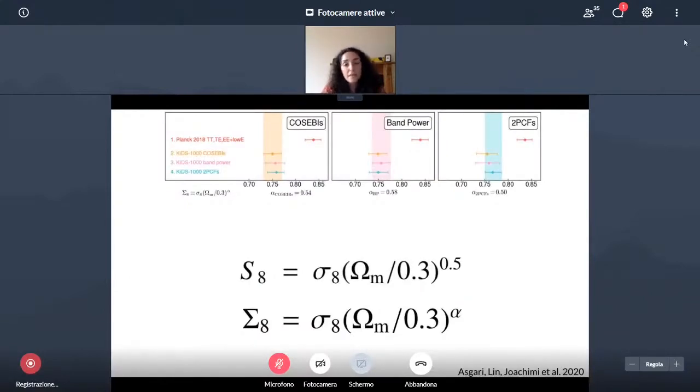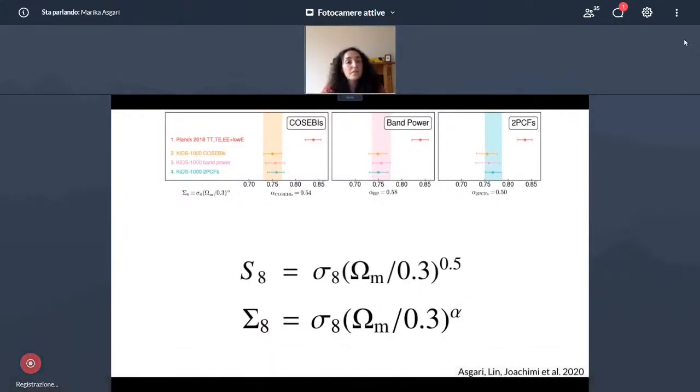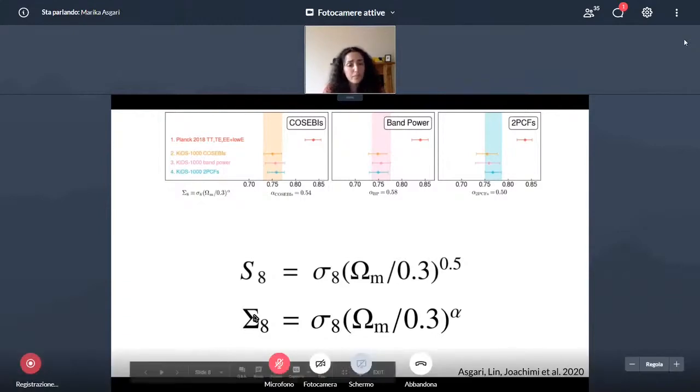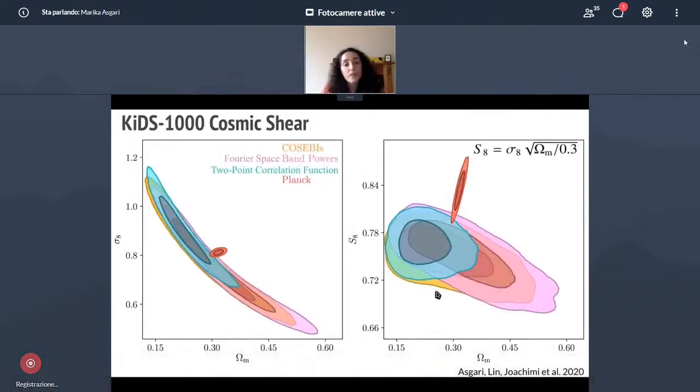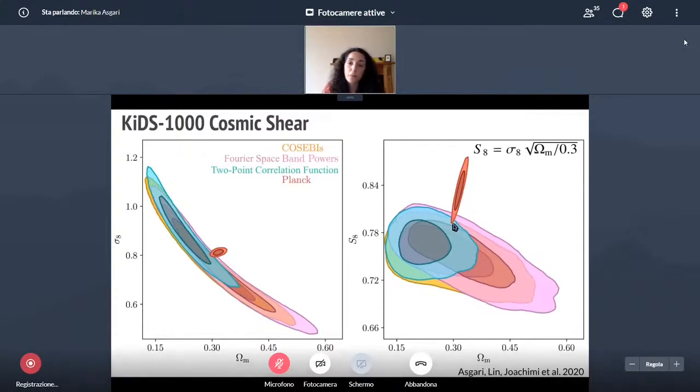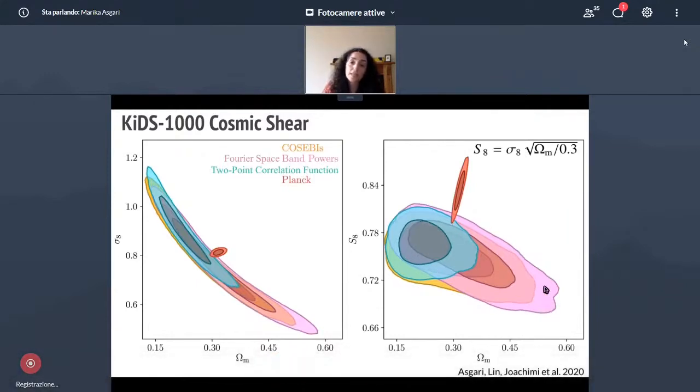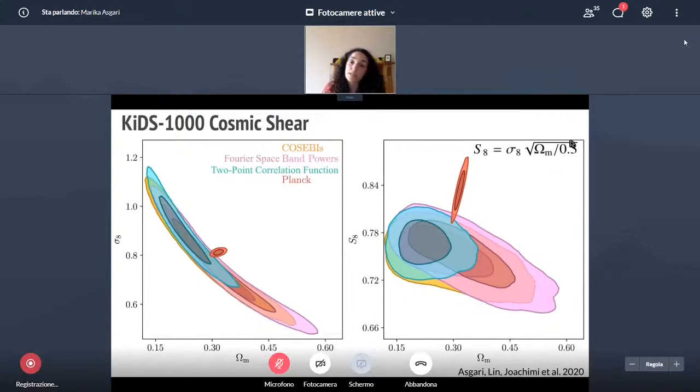Now you can look at the same analysis in a different way. Because we set most of our constraints on S8, or rather this other parameter, capital sigma 8, we're just looking at this parameter now. Capital sigma 8 is basically like S8 with a different power, and this power is set such that capital sigma 8 is exactly perpendicular to the banana. So for example, here you can see that the pink contour is slightly tilted, and that is because this power of 0.5 doesn't really describe the degeneracy direction for the pink contour here.